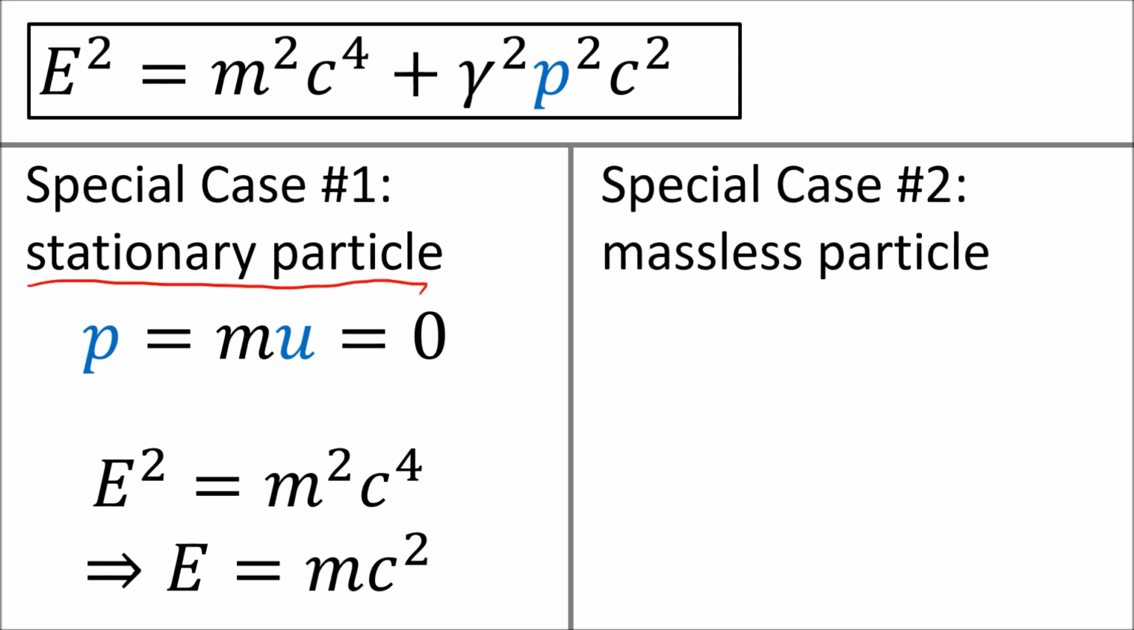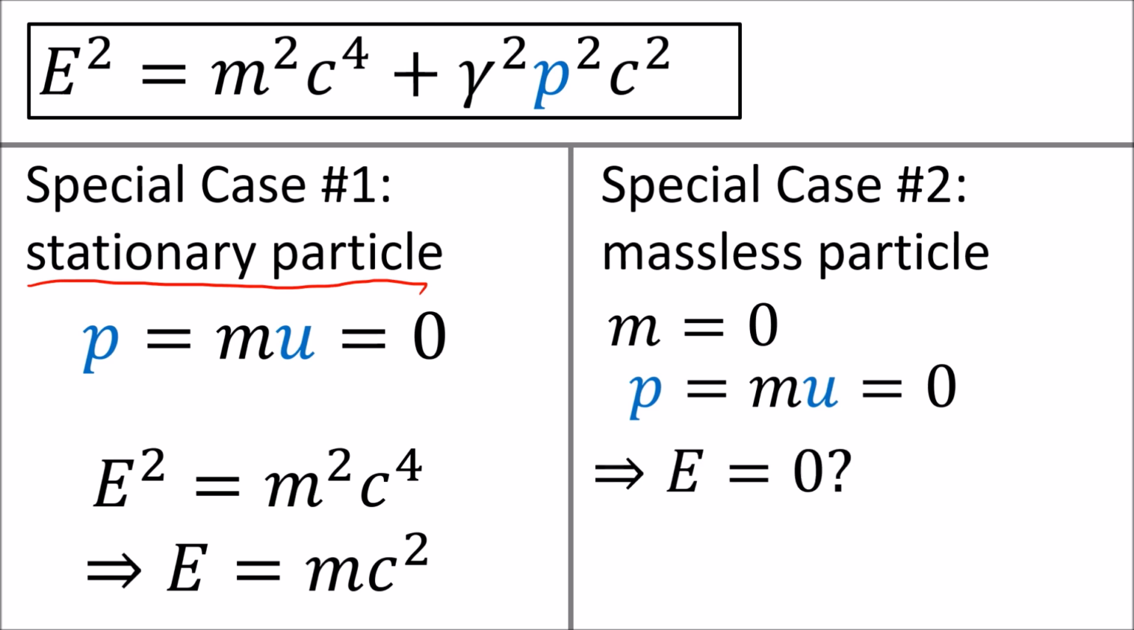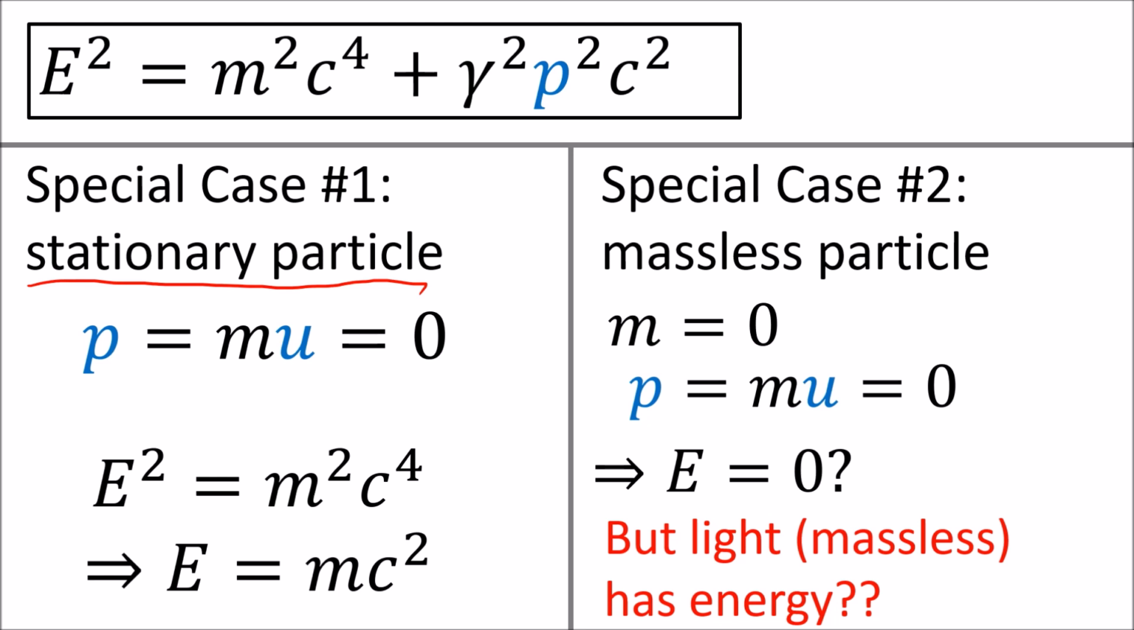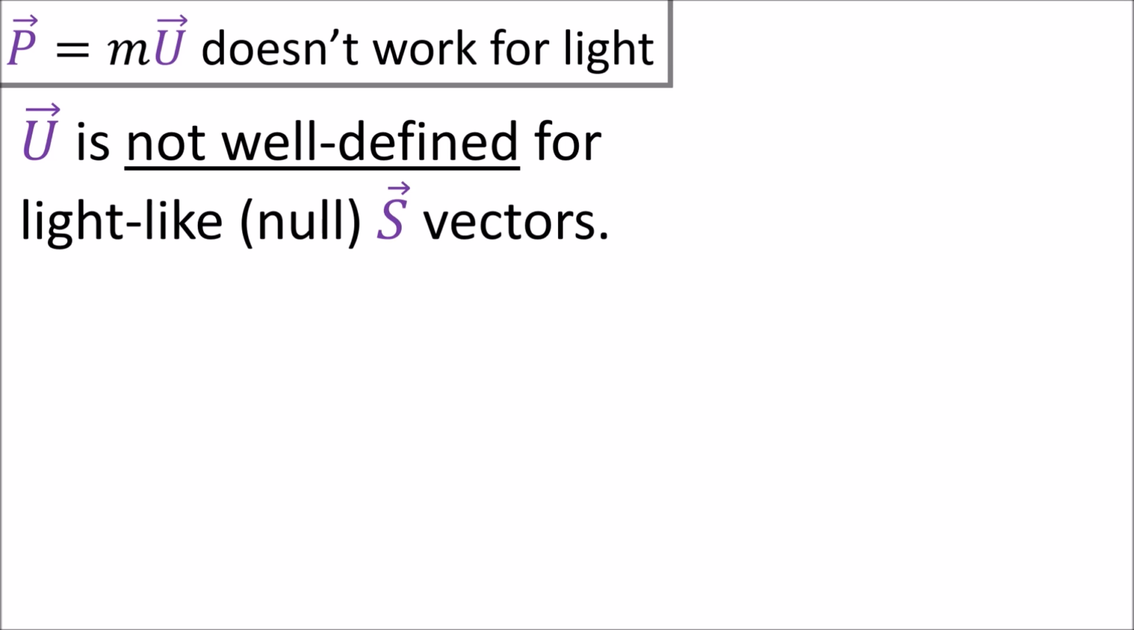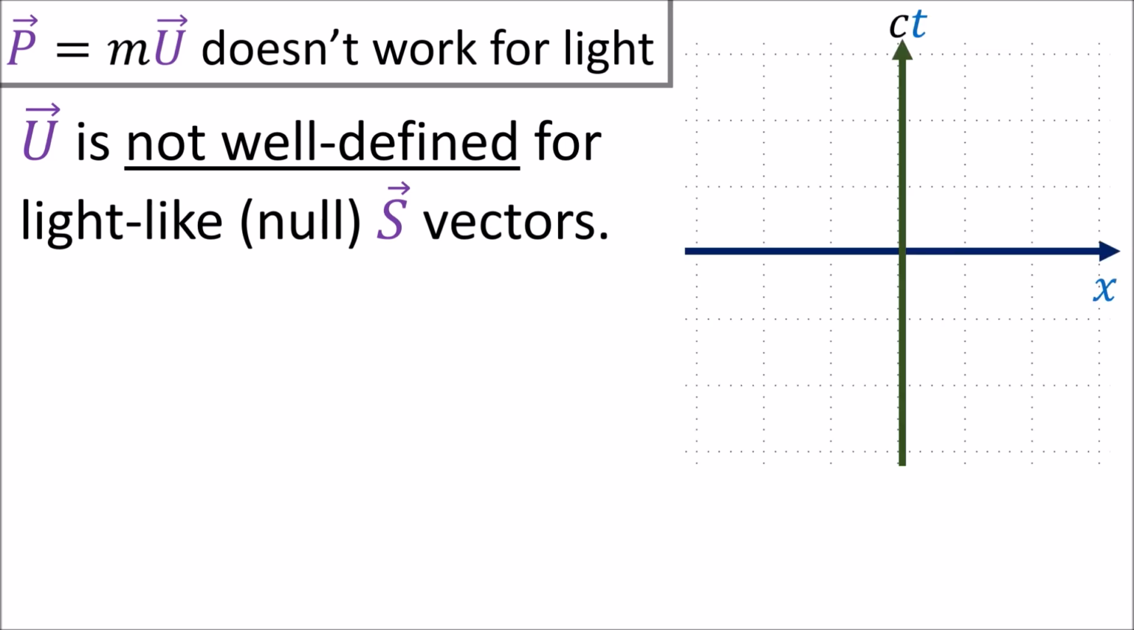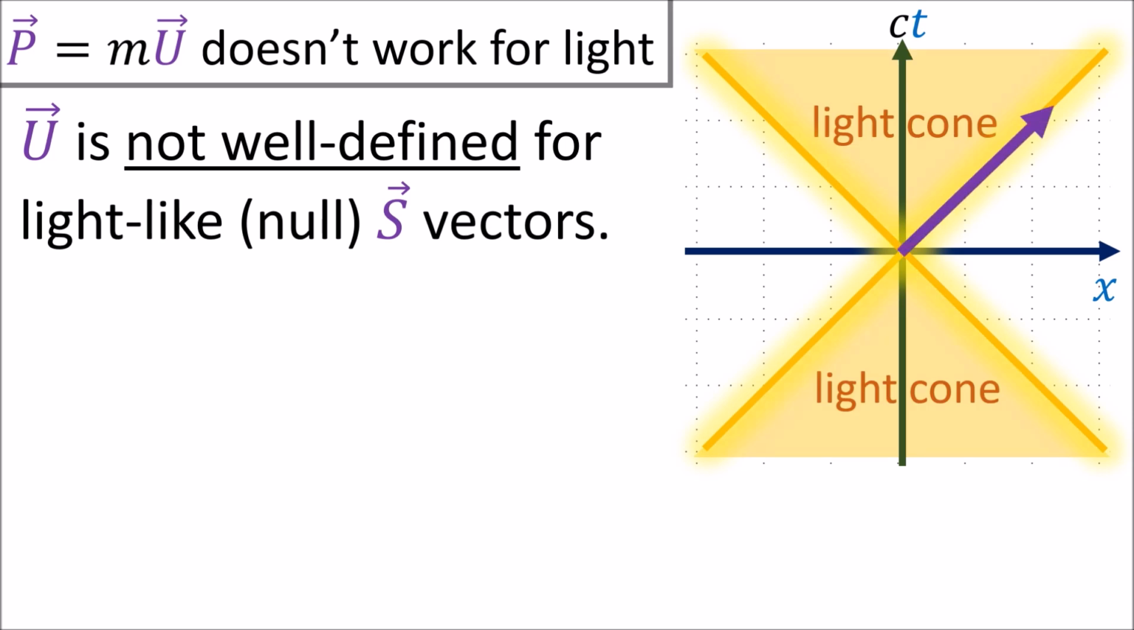Another special case is the case of a massless particle. If m equals 0, the above formula seems to imply that energy is also 0. But we know that light, which is massless, definitely carries energy, since the sun's light heats the Earth, so something must be wrong here. It turns out that the formula mass times 4 velocity doesn't work to get the 4 momentum of light. The reason is that the 4 velocity big U is not well defined for light-like position vectors.